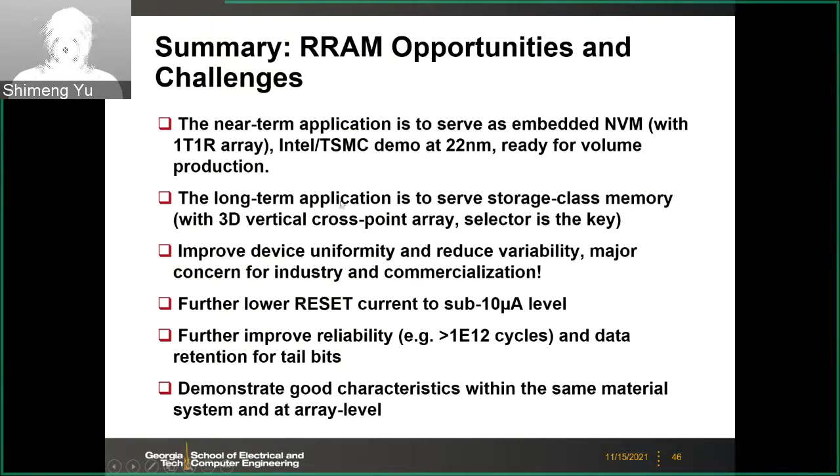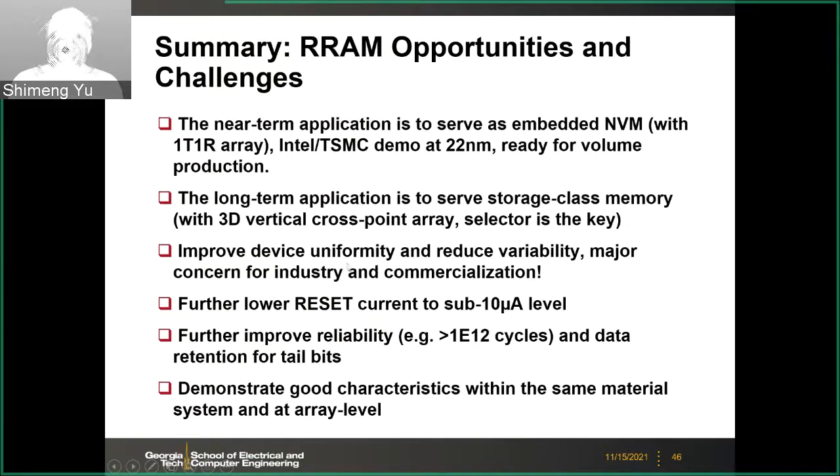And the long-term application is to serve like the storage class memory, but we have to do the 3D vertical crosspoint array to reduce the cost. And the selector is the key. How do you integrate the selector on the sidewall? This remains challenging, this long-term application.